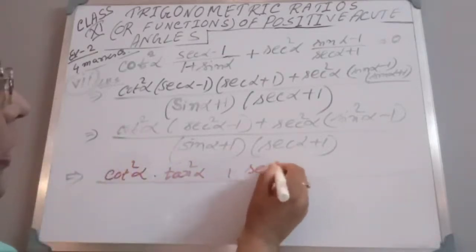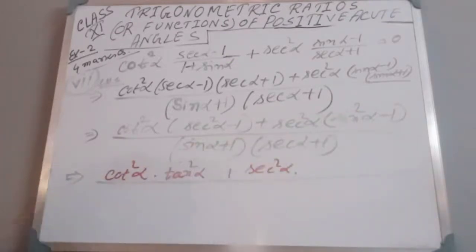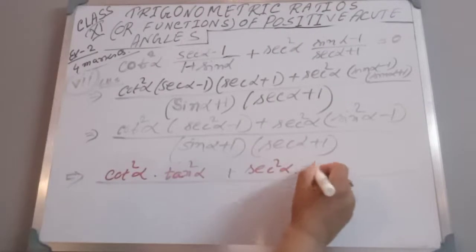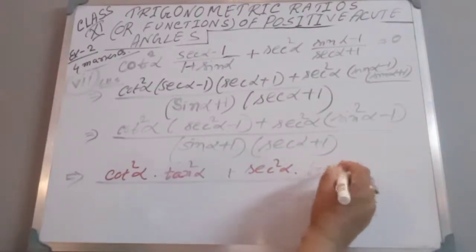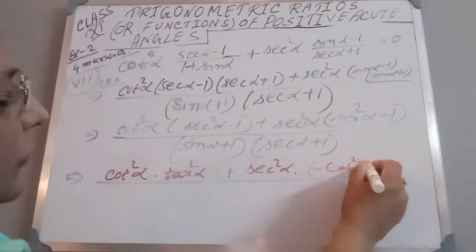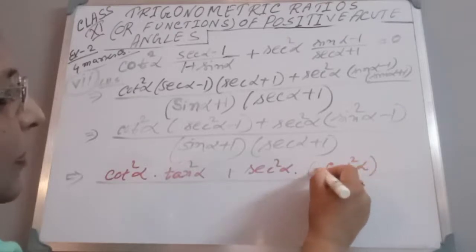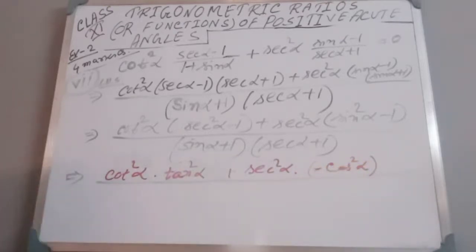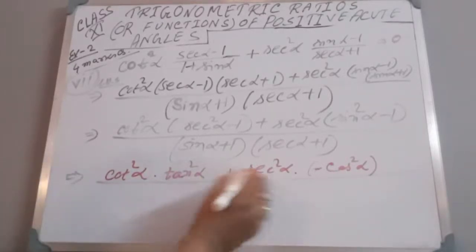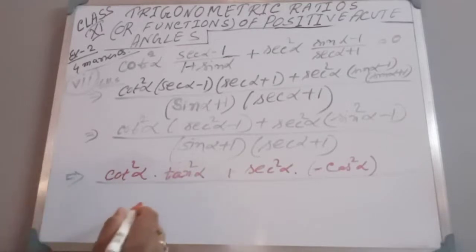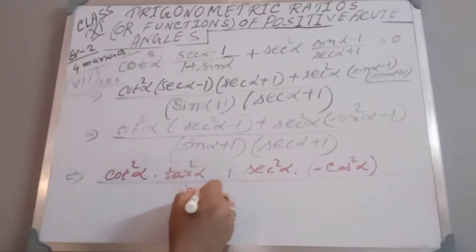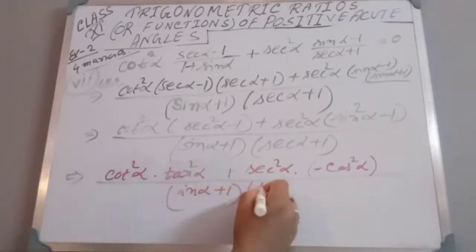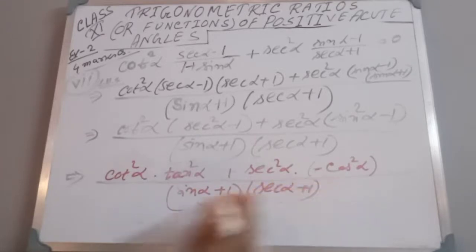Plus sec square alpha into sin square alpha minus 1. Sin square alpha minus 1 gives us minus cos square alpha. Why? Because sin square alpha plus cos square alpha is equal to 1. So sin square alpha minus 1 will be minus cos square alpha. And the denominator part will be sin alpha plus 1 into sec alpha plus 1.